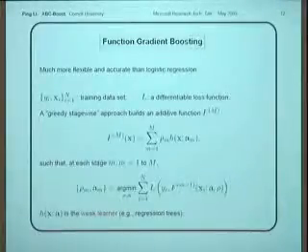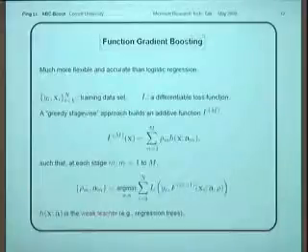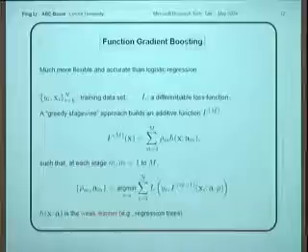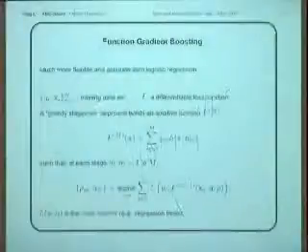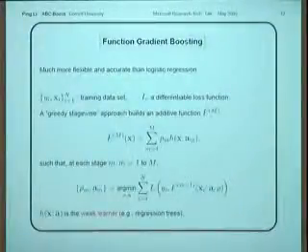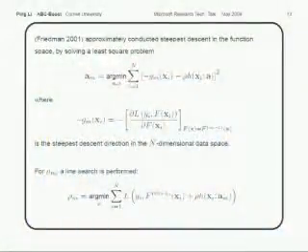So at each stage, Friedman tried to do a greedy approximation. At every step, they try to minimize the loss. So this is a greedy approach. However, even this is a difficult problem because this rho and a can be vectors. So if you want to learn them simultaneously, it's a very difficult problem. So what Jerry did is, they approximately conduct steepest descent in the function space by solving a least square problem.